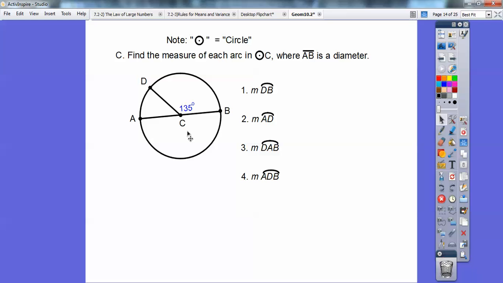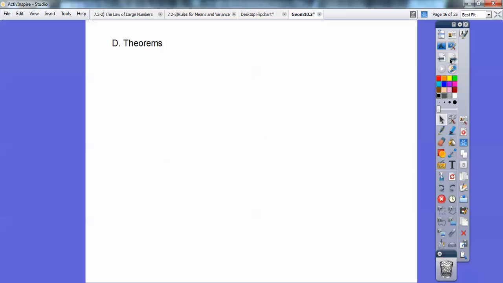Arc DAB: start at D, go through A, all the way around to B. I know this side is 180 because it's a semicircle, and I know that this is 45, so I'm going to use my arc addition postulate. 45 plus 180 gets me 225. Then arc ADB, this last one, is the top of the semicircle, so that's 180 also. I think I got them right.